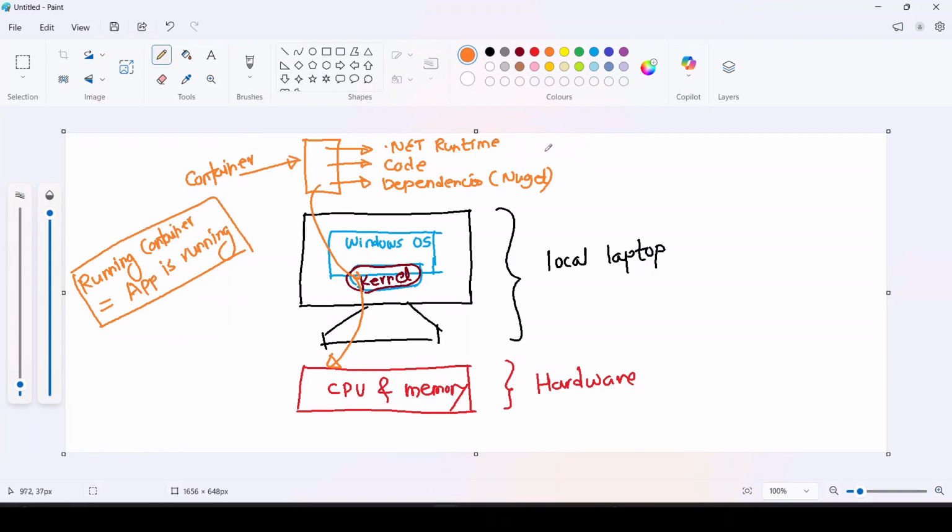So for example, let's say we have another container running on the same machine. So obviously it will have different code, different dependencies, that is NuGet packages, etc. But this second container as well will interact with this CPU and memory, that is hardware, again through this kernel. So as you can gauge, the containers do not have their own operating system, and that's why the containers are lightweight and fast.